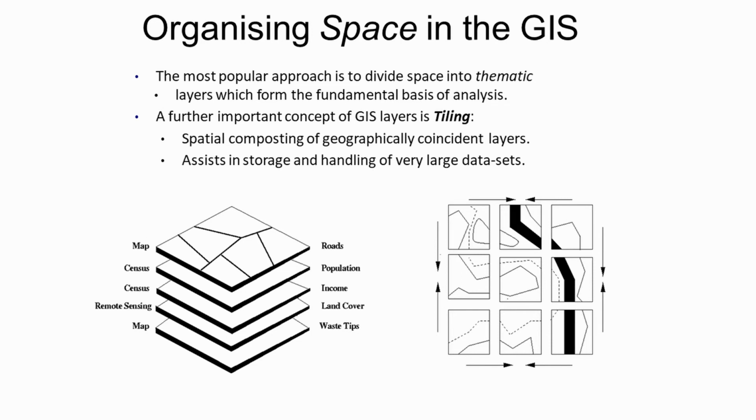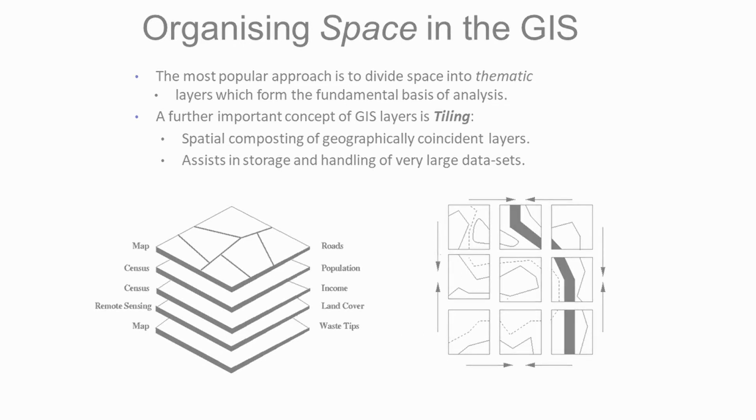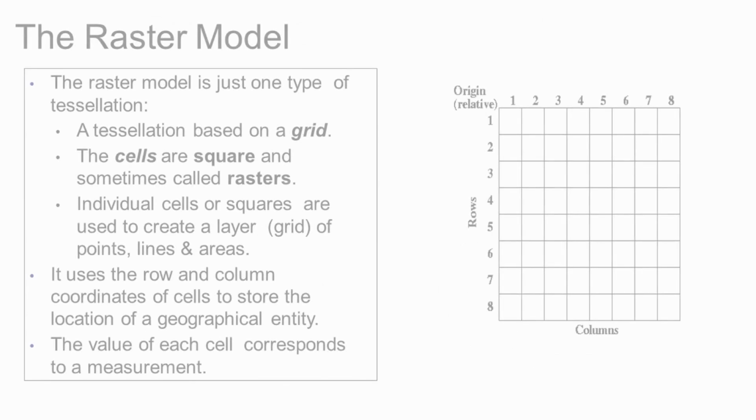Vector versus raster. There are two primary data models for storing and organizing the locational data in GIS, vector and raster. Let's start with raster.